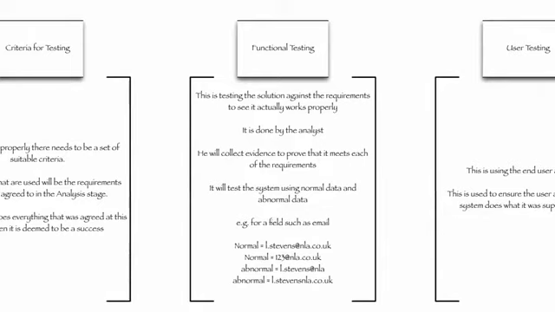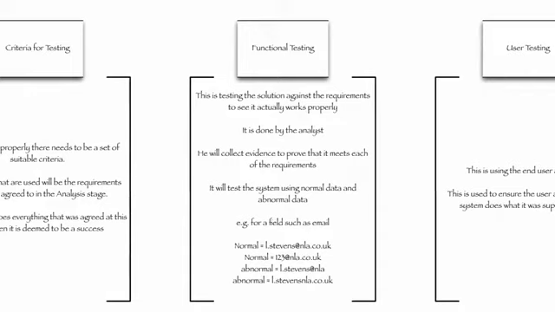He will test using two types of data, normal data and abnormal data. So an example here is an email. Normal data would be an email that could be accepted. So l.stevens@nla.co.uk would be accepted because we've got an @ sign in it, we've got .co.uk in it, and so on. Again, 123@nla.co.uk would also be accepted.